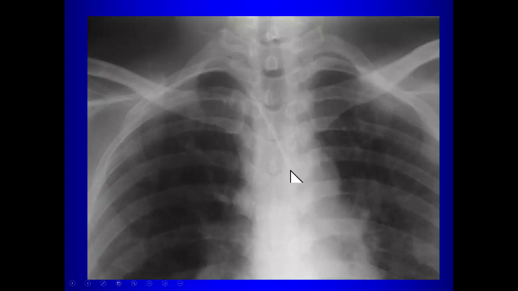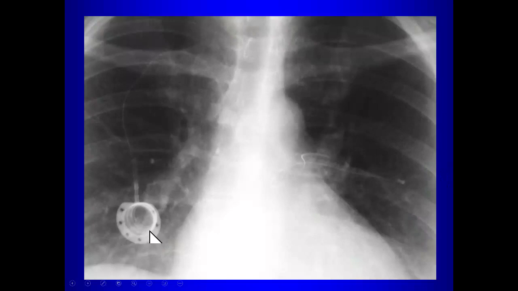So what vessel is it in? Pulmonary artery. Those are down here. What vessel comes off the aorta and goes like this? Yeah, the brachiocephalic artery. So this inadvertently got into the brachiocephalic artery. Okay.